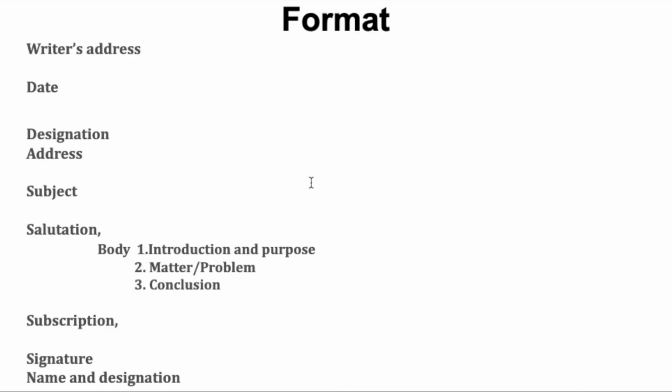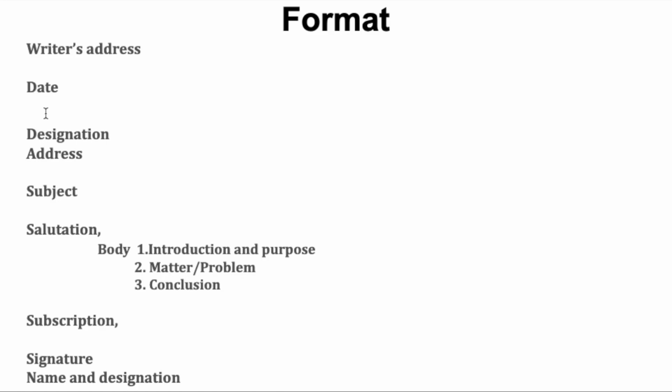Now look at the format. How does a formal letter look? When you start on the left side of the paper, you first of all write the address. Whose address? Suppose I am writing a letter, then I will write my address here. So the writer's address. After writing the address, you leave a line and then put the date.